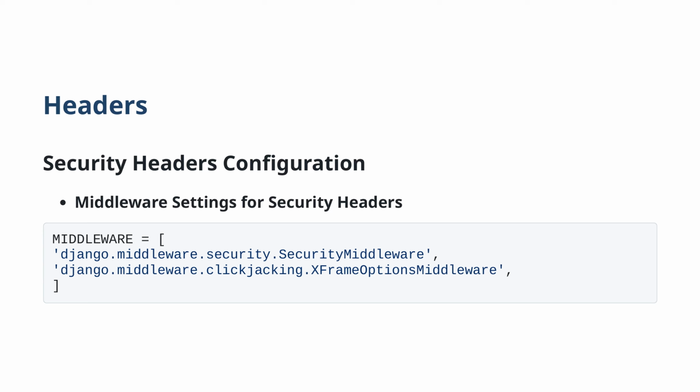django.middleware.clickjacking.XFrameOptionsMiddleware. The security middleware helps you implement security practices recommended by Django, whereas the X-Frame-Options middleware helps prevent clickjacking by controlling whether your website can be framed by another site. Ensuring these middlewares are included is the first step towards hardening your application's defenses.